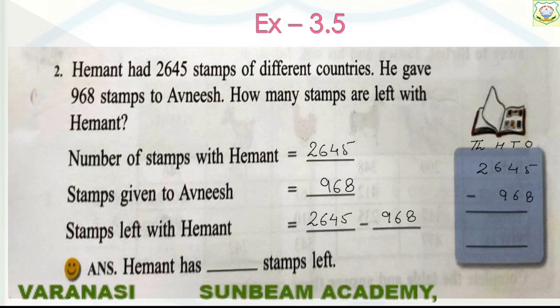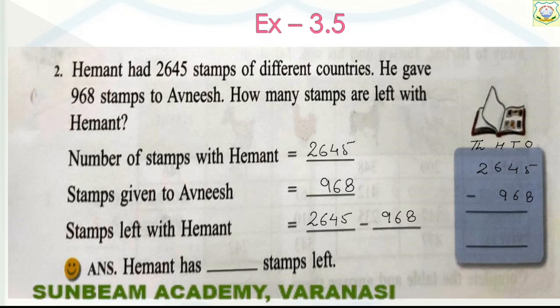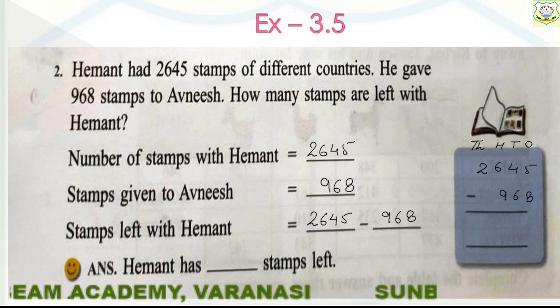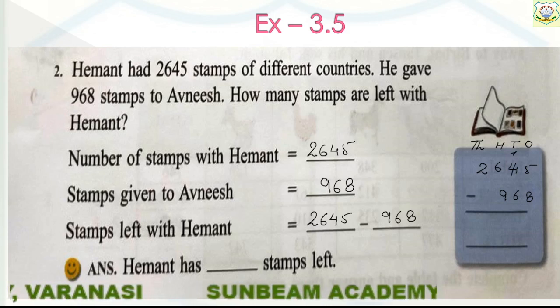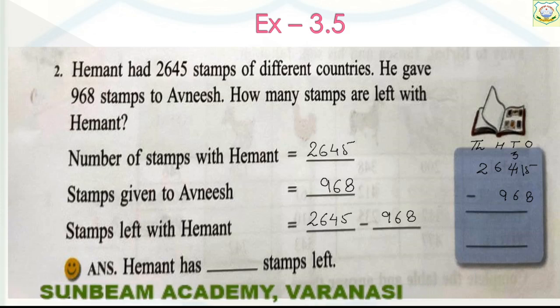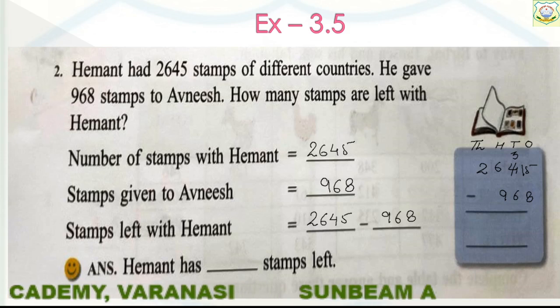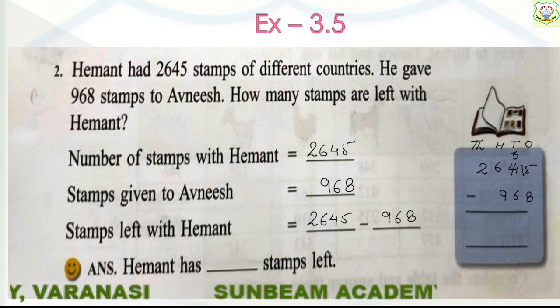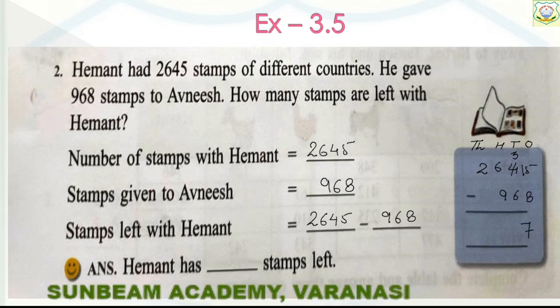Okay, now let's subtract. So here is 8. We can't subtract. So now what we have to do? We have to take borrow. So now this will be 15. Now tell me 15 minus 8 is? You have to tell me. Every time I am telling you. So now the answer is 7 here.